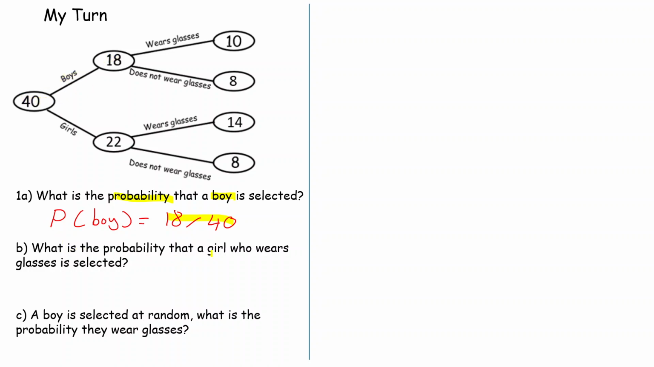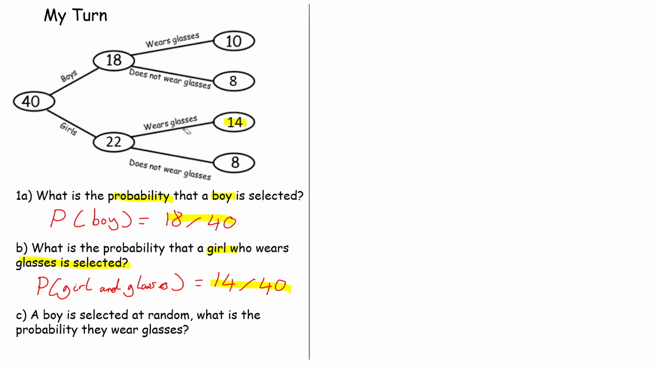Part B, what's the probability that a girl who wears glasses is selected? So we're looking at a girl who wears glasses. It's going to be 14 out of your total of 40. So we can say capital P, the probability of getting a girl and glasses, is going to be equal to 14 out of a total of 40, and that is simply your answer for this one here.